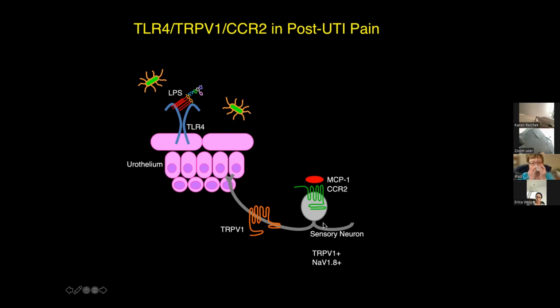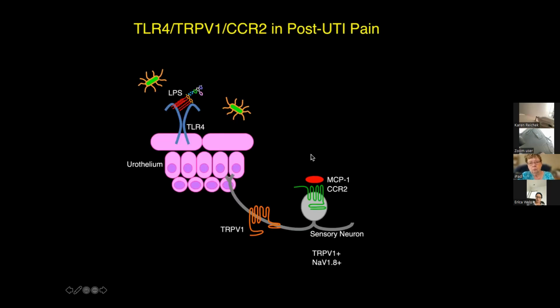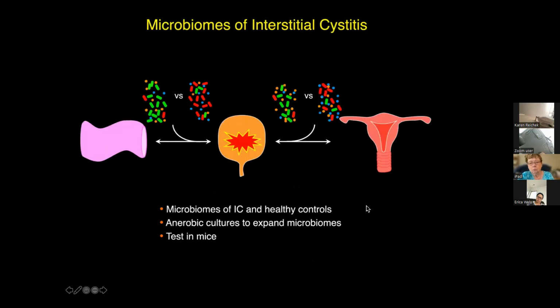In contrast, there's a receptor, CCR2, found on sensory neurons, and its ligand MCP1, which is elevated in certain pelvic pain conditions, most notably in men with prostatitis. This interaction is necessary for the maintenance of chronic pain. So we're beginning to understand some of the ways in which E. coli or various bacteria in the bladder can trigger chronic pain.